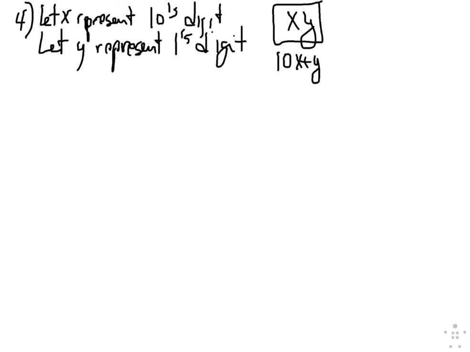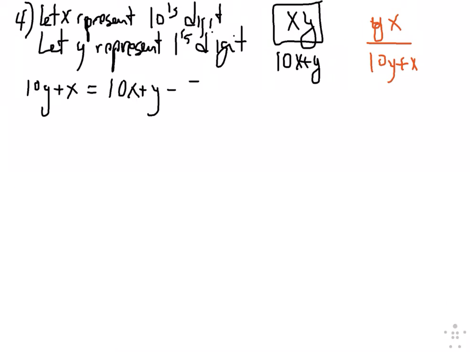Okay, so now we're looking at, if we reverse them, we get yx. So the value of this is 10y plus x. So it says when the digits of a two-digit number are reversed, the new number's value, 10y plus x, equals 54 less than the original number. The original number is 10x plus y, and 54 less is minus 54, right? Okay, there's the first equation.